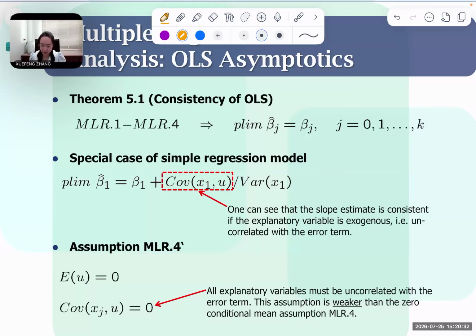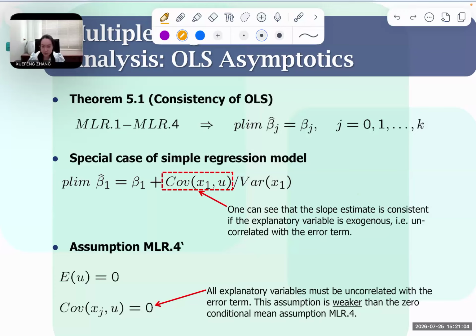Okay, so we have a simple regression, one x variable. So plim beta 1 hat equals beta 1 plus covariance of x1 and mu over variance of x1. Because this is a simple regression, we only have x1. This formula tells us exactly when consistency holds.